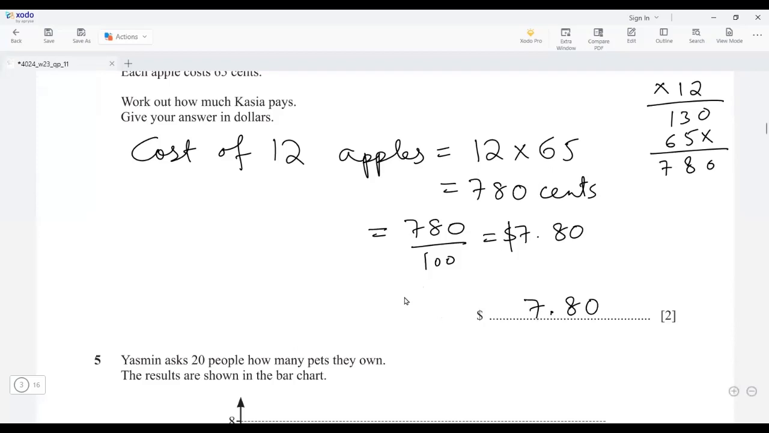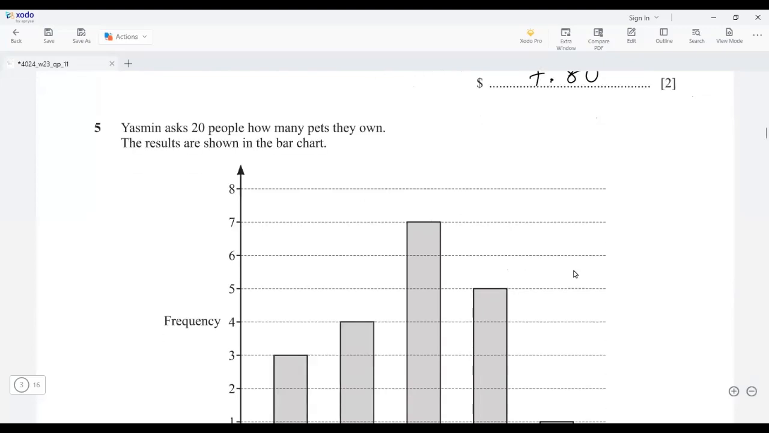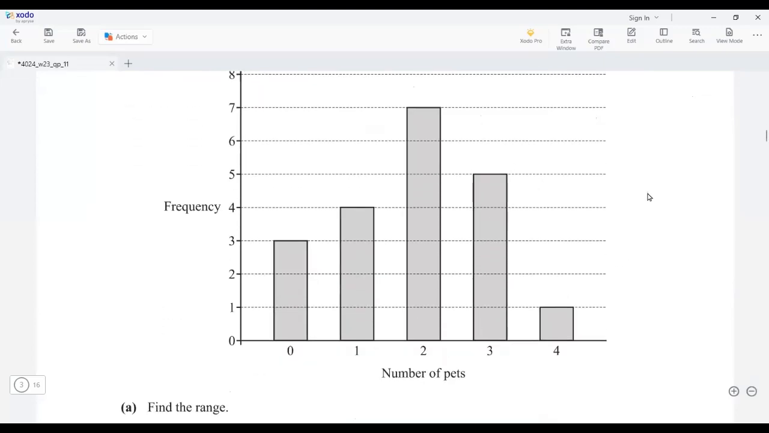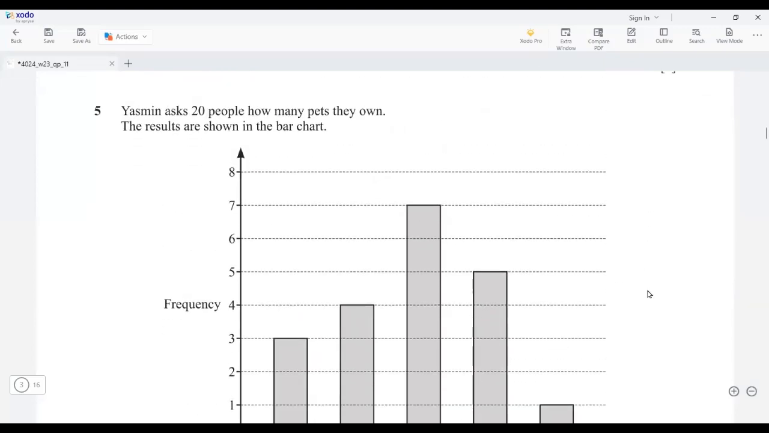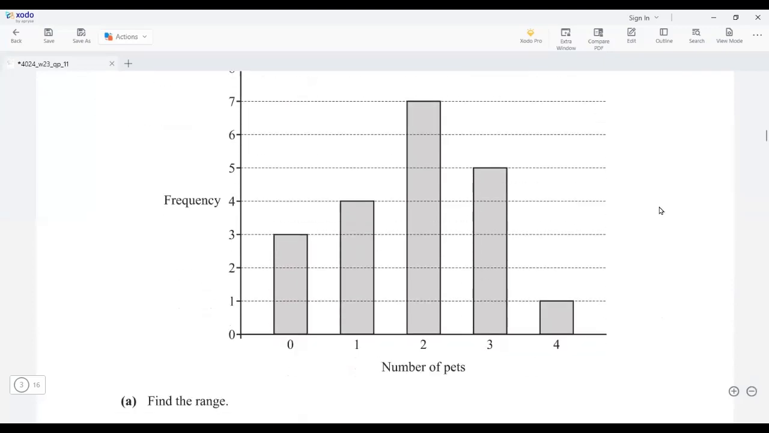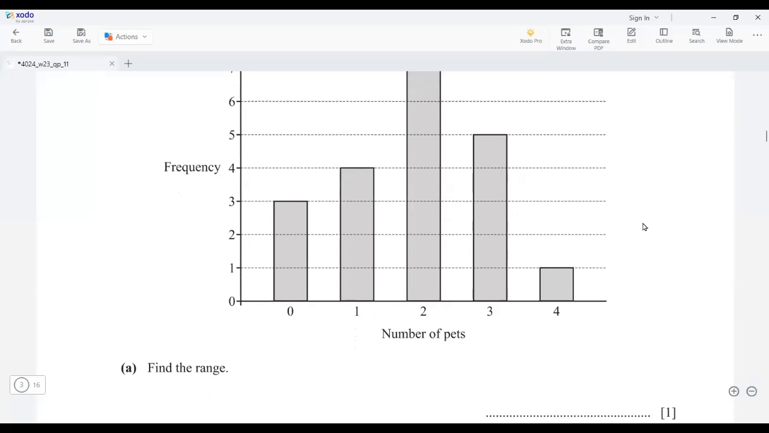Okay, so I also understand this question. Moving ahead to question number 5, what's actually being asked here? A bar chart is given for the data. We have the frequency on the y-axis for the bar chart, and we have the number of pets on the x-axis. So we have to find the range.